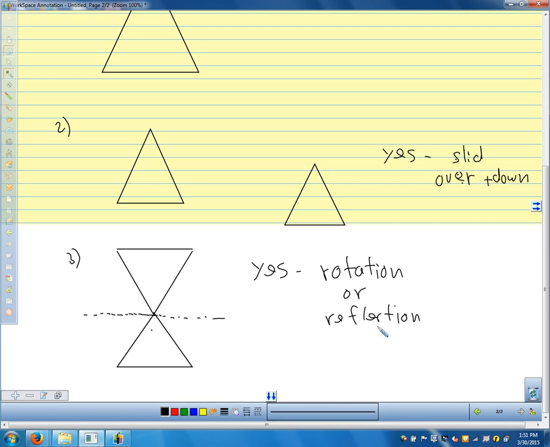Could it be some other combination? How about if we rotated this and then slid it down? So it could be a rotation and a translation. So it could be some various combinations of these rigid motions. So this is what we mean when we're talking about rigid motions. Can we do some kind of thing to move the shape on top of the other so it turns into the other shape? All right, we good so far?